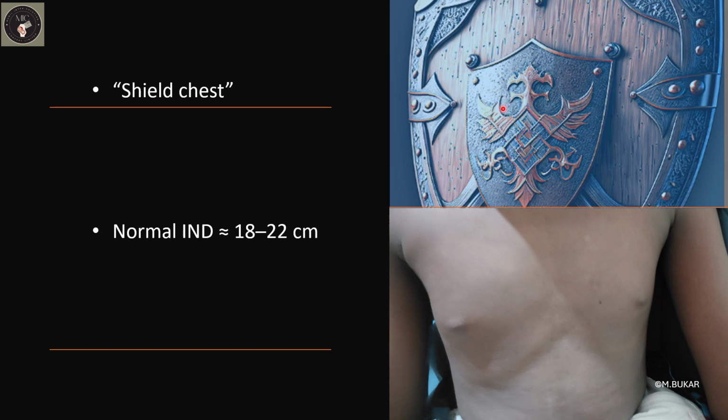So, this is a shield, and this is the chest of the patient. Appearing more like a shield chest described in cases of Turner syndrome. Note that the normal internipple distance is about 18 to 22 centimeters, but here you can see this is more than 22 centimeters. So widely spaced nipples.